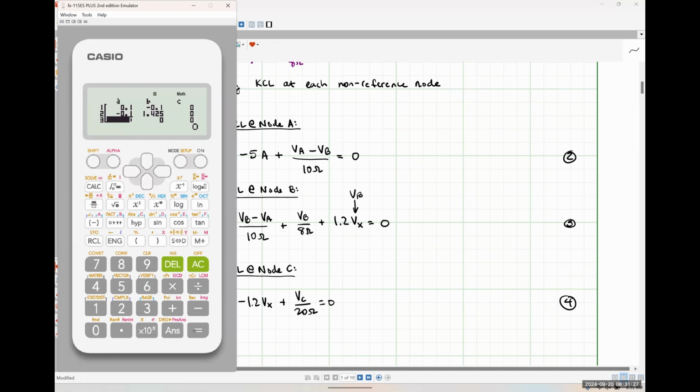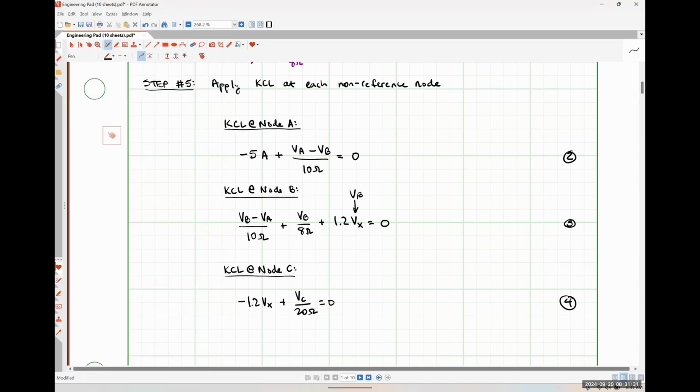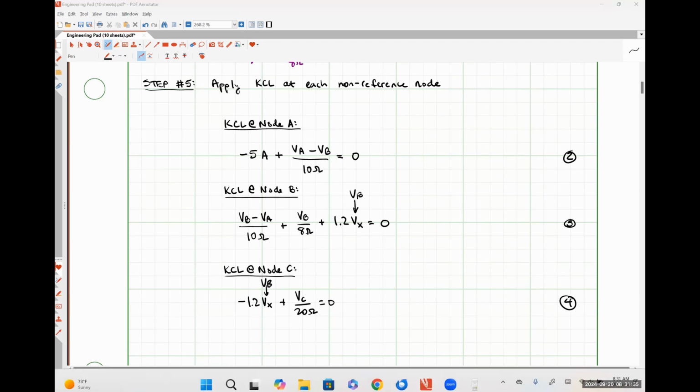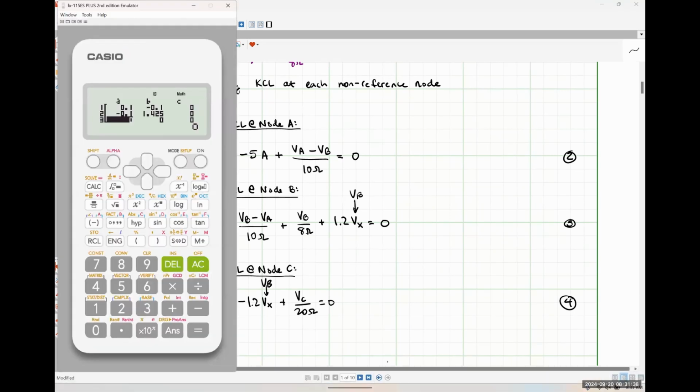And now I'm at my KCL equation for node C, where, oh, and I should have replaced this VX with VB as well. My apologies. So our coefficient for VA here is 0. Our coefficient for VB is negative 1.2. Our coefficient for VC is positive 1/20. Our constant term is 0. And now I press enter again, and it solves things for me.